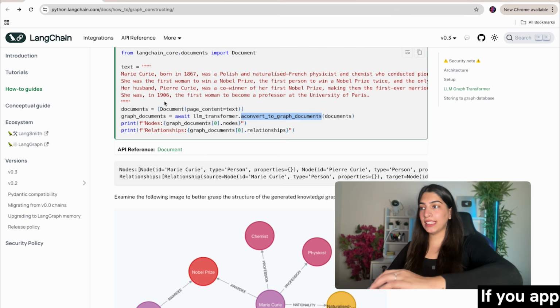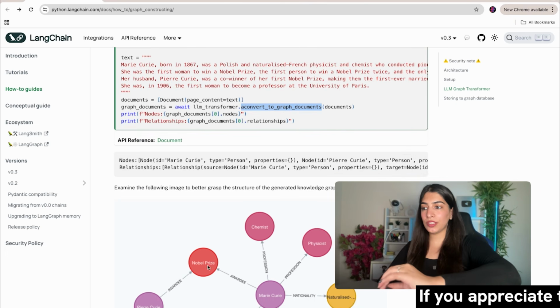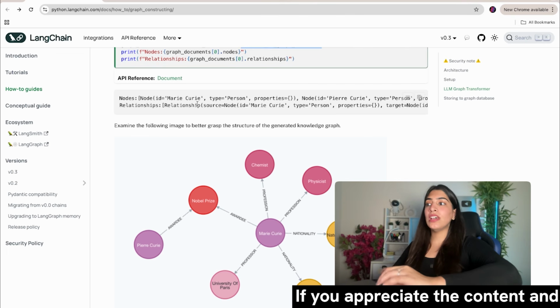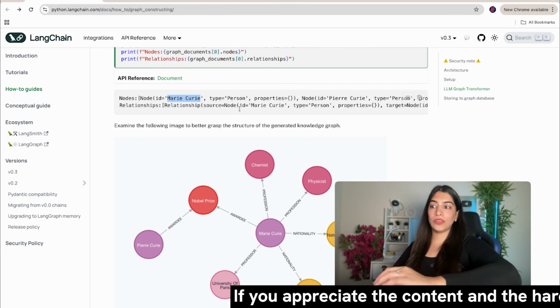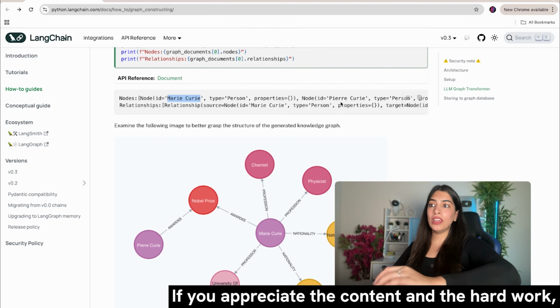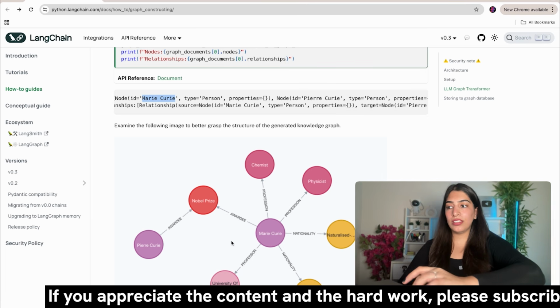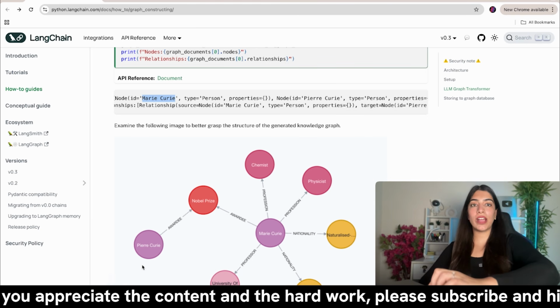So for this text, this is the nodes and the relationships and the graph that they got. They have also given the visual representation of the graph, okay? So the nodes were like Marie Curie, who was of the type person. So this is Marie Curie. Then Pierre Curie, again of the type person. Here, notice something: these two persons are in the same color while visualizing the graph, right?